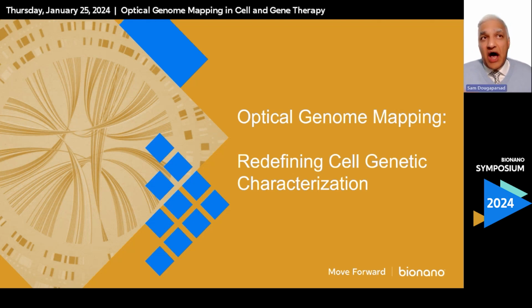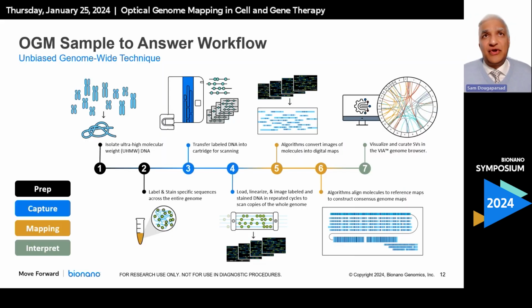So let's look at how optical genome mapping is redefining cell genetic characterization. And I want to give you an overview of a very simple workflow for this technique. It starts with prepping the DNA, extracting ultra high molecular weight DNA molecules, which are going to be put into an electrophoretic field through the Bionano analyzer, and then every single DNA molecule is imaged and then remapped to a reference genome.